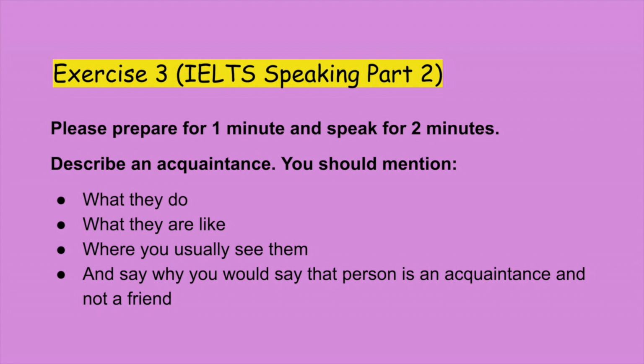Here is a part 2 question for you. Please prepare for 1 minute and speak for 2 minutes. Describe an acquaintance. You should mention what they do, what they are like, where you usually see them, and say why you would say that person is an acquaintance and not a friend.